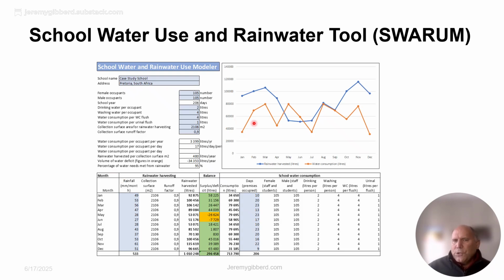This is a very simple tool that can be used for schools, but also for other buildings. And what it does is it shows the amount of rainwater harvested versus the amount of water that's used, and it enables you to see the pinch points. So again, here you can see in this table that there's a couple of orange months where consumption exceeds production, and so you can redesign your system if you need to, to try and get that rainwater harvesting system bigger to enable you to avoid those pinch points.